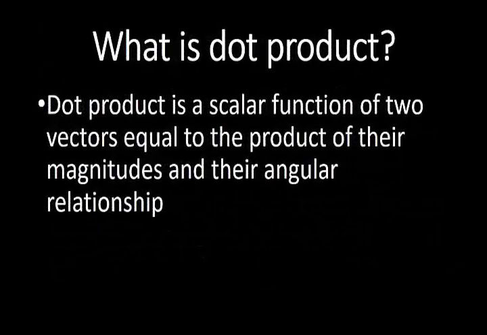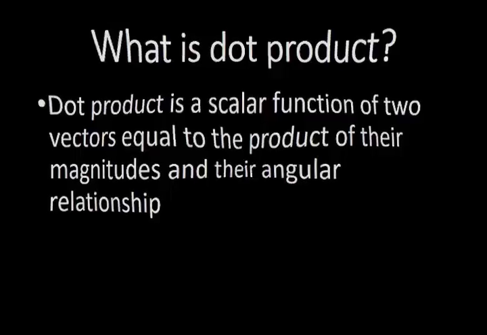So bearing those definitions, we can describe what is dot product, and that is, dot product is a scalar function of two vectors equal to the product of their magnitudes and their angular relationship.